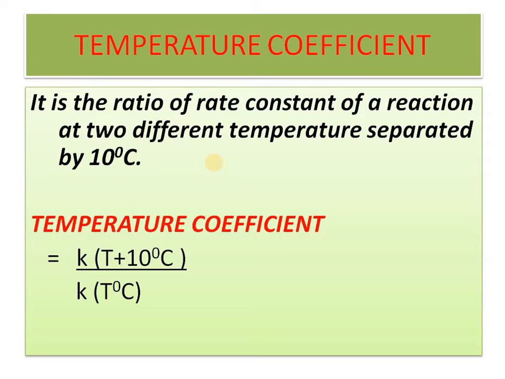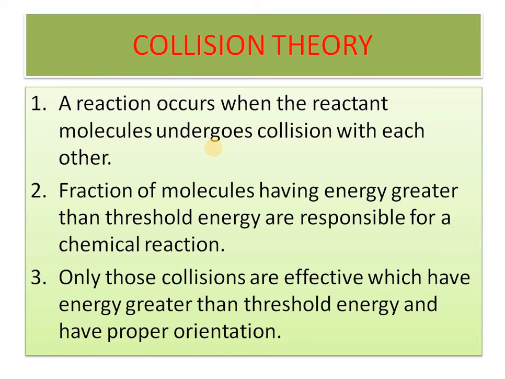So, K at T plus 10 degrees Celsius. If the temperature is 25, then 25 plus 10 is 35, so K35 divided by K25. This is the meaning. Mostly this value will be greater than 1, and it ranges between 2 and 3.